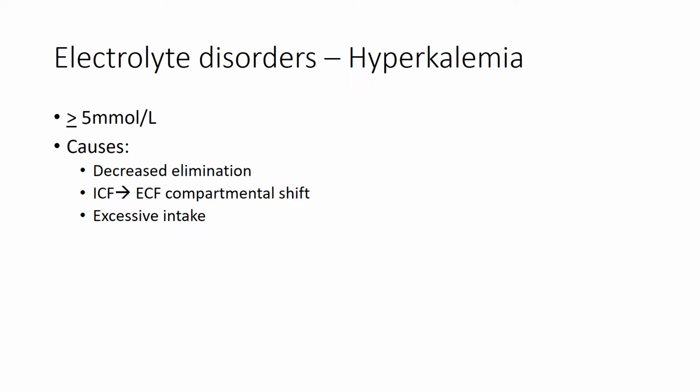Now, certain medications could also cause this, and so we could look at potassium-sparing diuretics that are going to act on the distal convoluted tubule. So diuretics that promote water loss without the accompanying potassium loss.